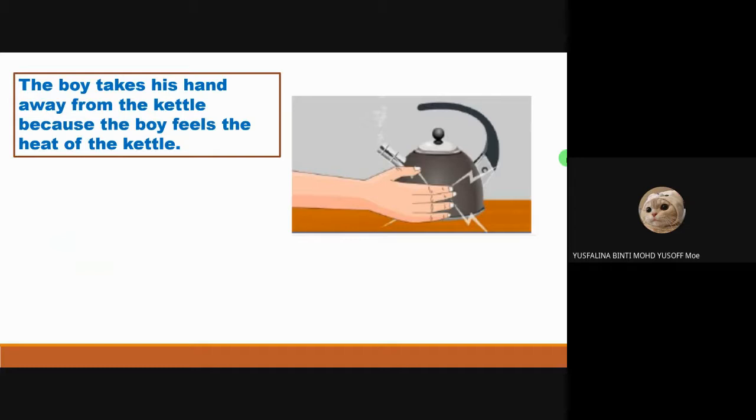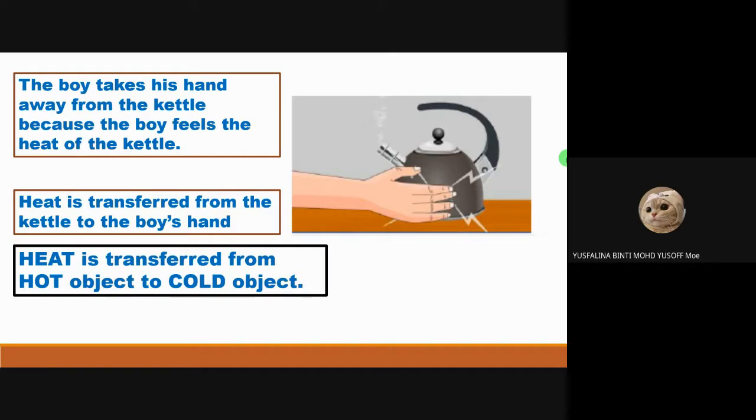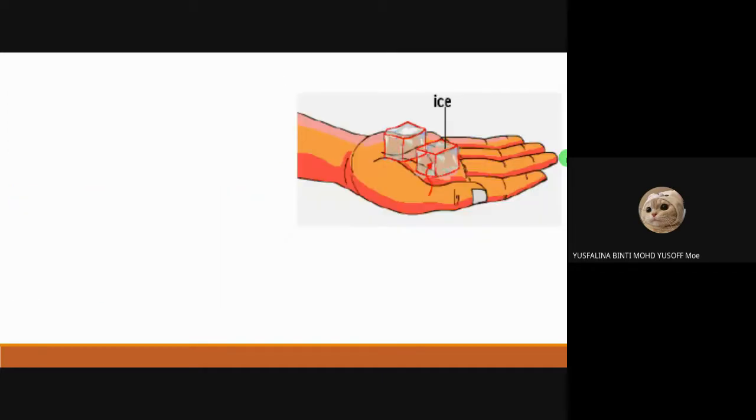Okay, so in this one, the boy takes his hand away from the kettle because he feels the heat of the kettle. So this is the reflex reaction, right? And the heat is transferred from the kettle to the boy's hand. So heat is transferred from a hot object to a cold object.